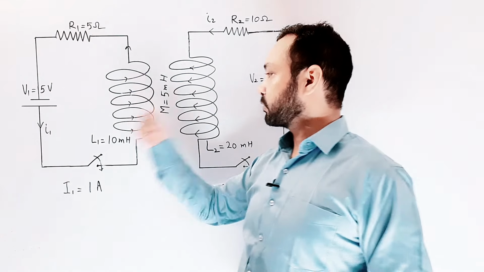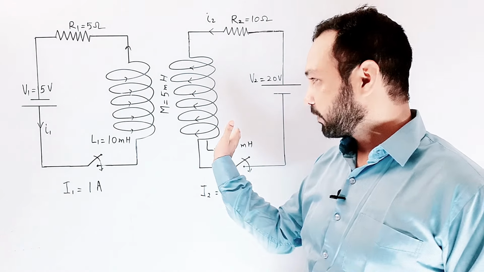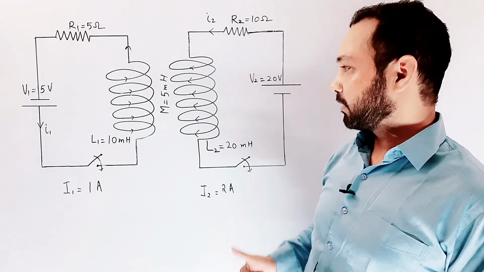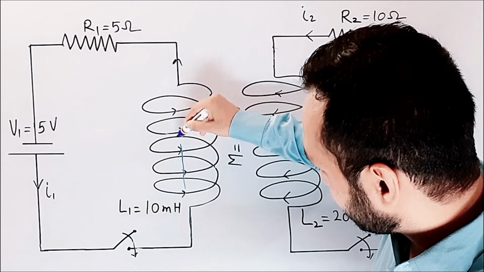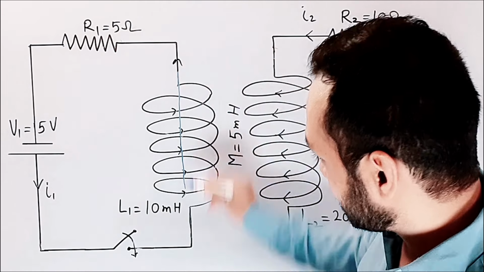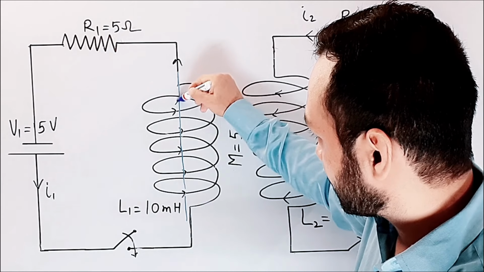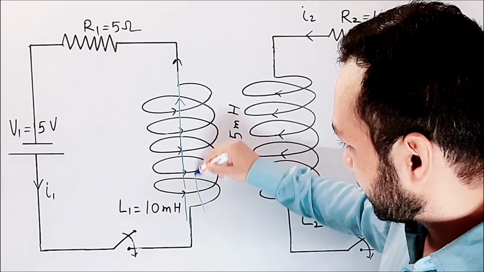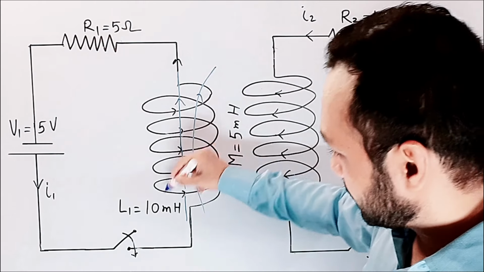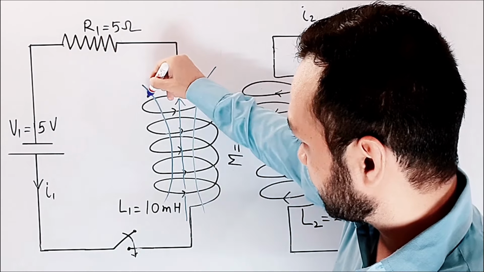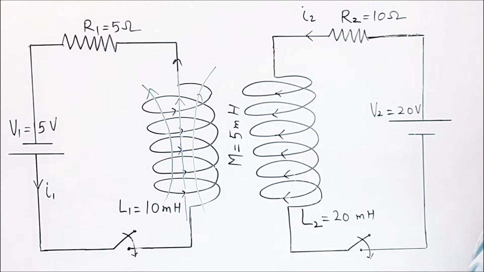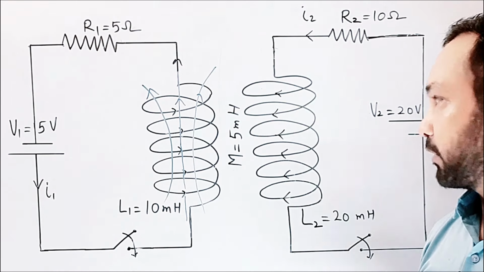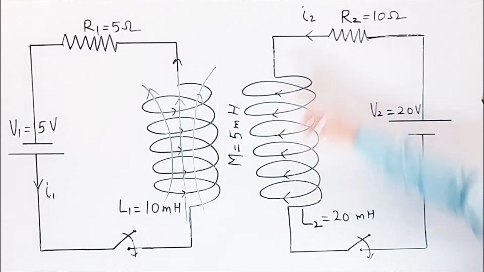Because the current is going like this, if I curl the right hand fingers in the direction of current, the thumb will give the direction of magnetic field along the axis. So along the axis here, the magnetic field line would be something like this. These are the magnetic field lines because of this current, and some magnetic field lines would be like this, and some like this. These magnetic field lines will come to this coil, and that will be the cause of the mutual inductance.